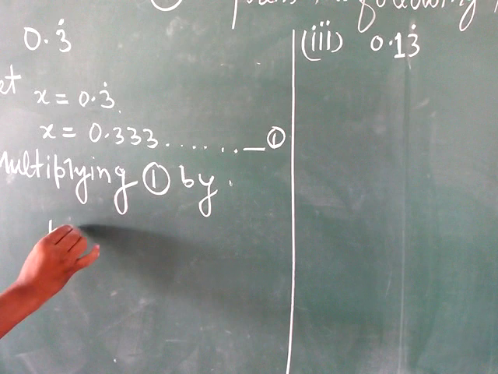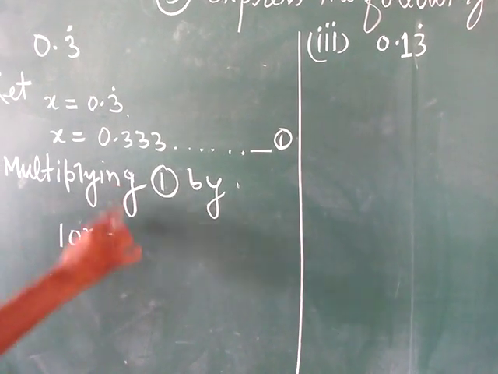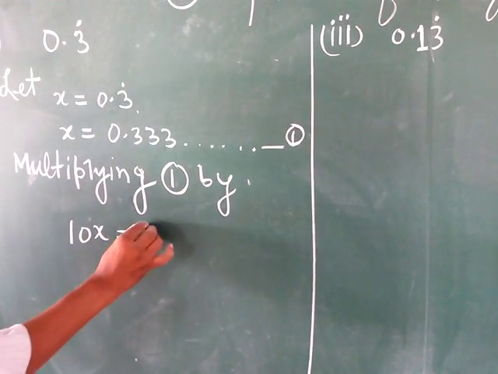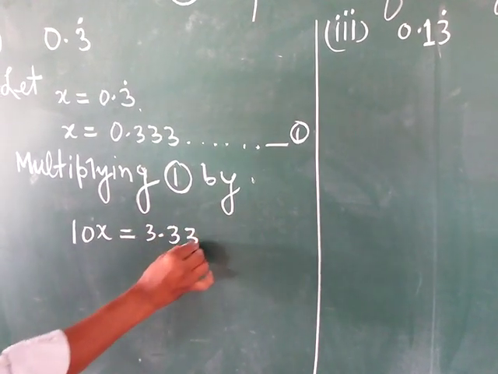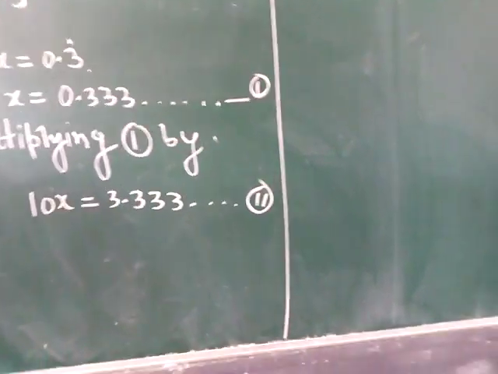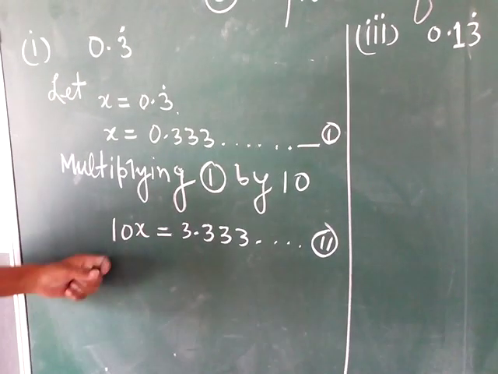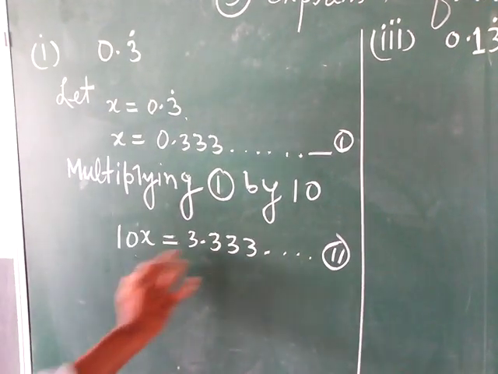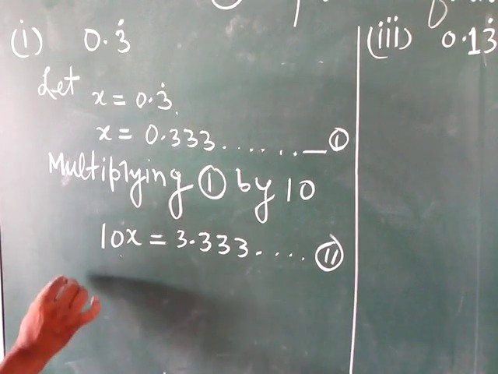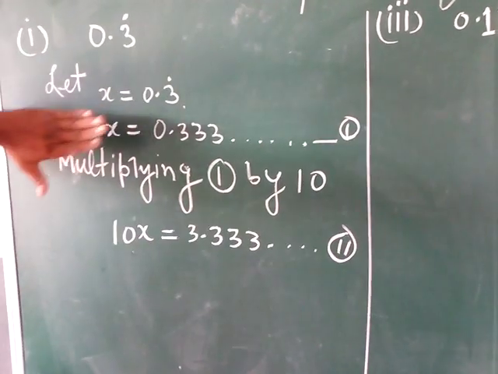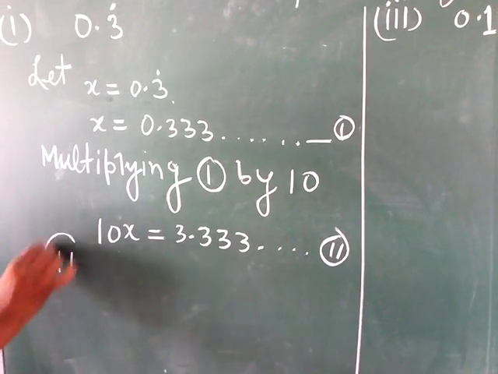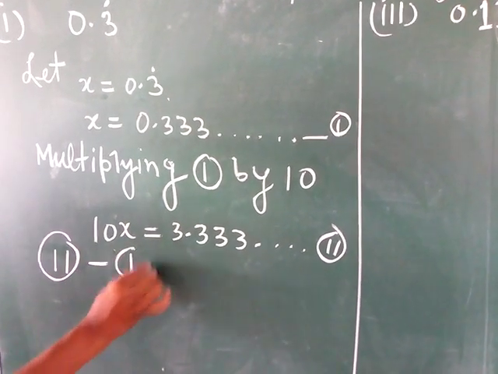On both sides you will multiply, so it becomes 10x. When you multiply, the decimal place shifts one place forward, so this becomes 3.33 and so on. Equation number 2. So 10x is equal to 3.333 like this. Now subtract equation number 1 from 2. In short form you can also write 2 minus 1.